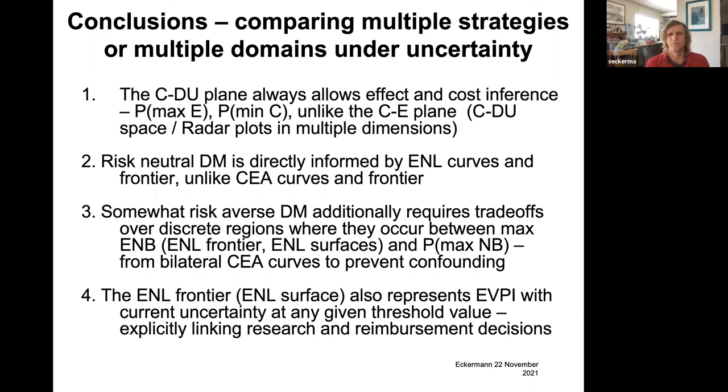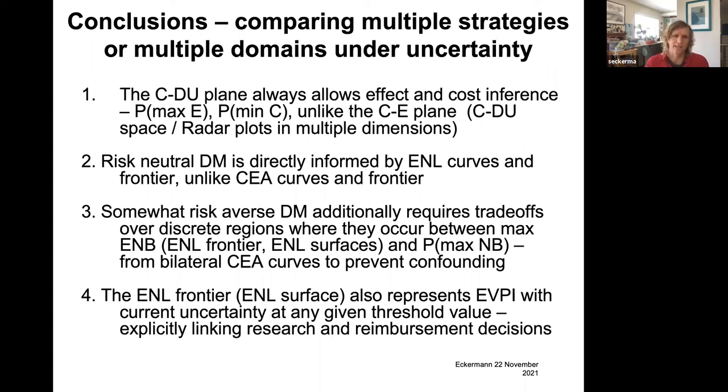Secondly, the risk-averse decision makers are directly informed by expected net loss curves and frontier, unlike the cost-effectiveness acceptability curves and frontier. Okay, and it's not a black box, it's telling you everything you need to know about why, as well as at which threshold values, et cetera. If you're somewhat risk averse, then we potentially have these trade-off regions, and they should be bilateral CEA curves to prevent confounding, not the multilateral CEA curves, which had been proposed by Fenwick.